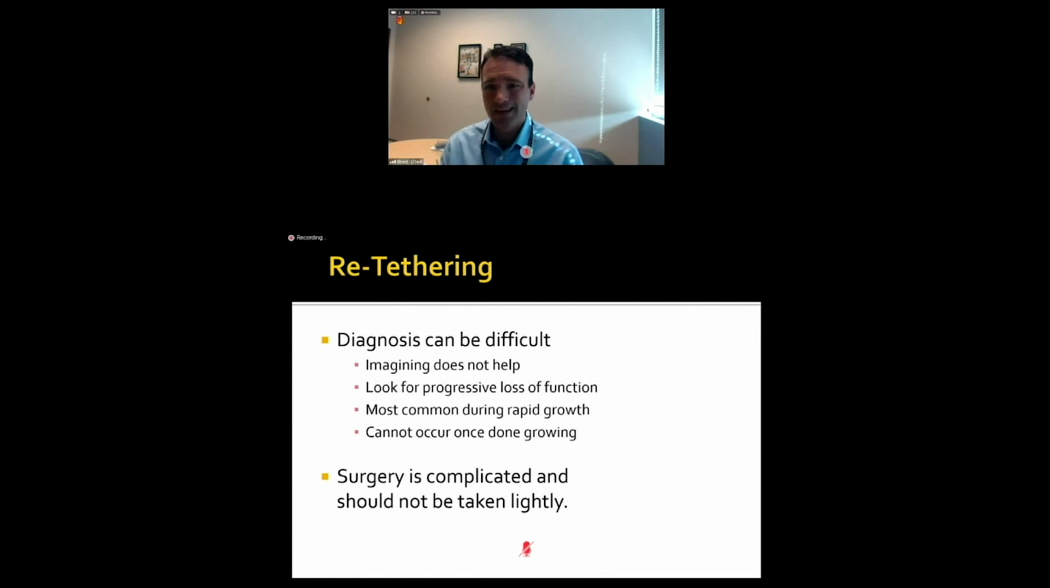Finally, scans really don't help tell you whether there's retethering happening or not. We always do need to get a scan if we're going to do an operation just to understand what everything looks like, but it doesn't tell us whether you're having retethering or not.